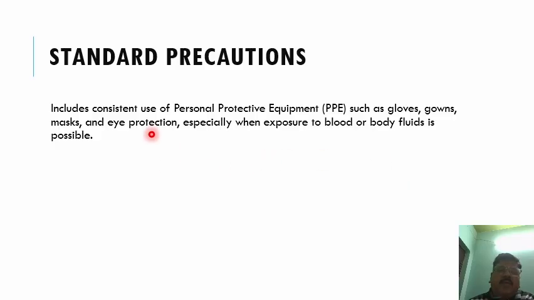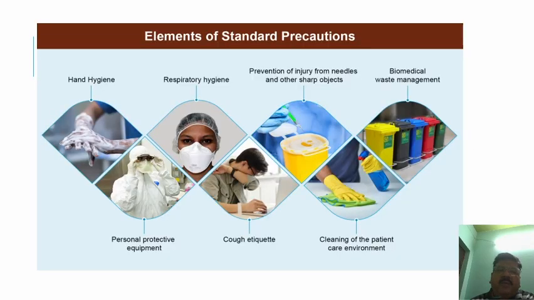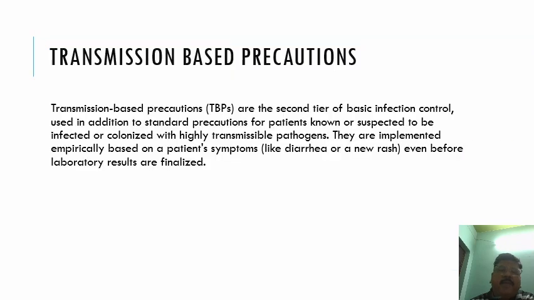Then come to the standard precaution. It includes consistent use of personal protective equipment such as gloves, gowns, mask, eye protection, especially when exposure to body fluid is possible. So, what are the elements of standard precaution? Hand hygiene, personal protective equipment, respiratory hygiene and cough etiquette, prevention of injury from sharp objects, cleaning of the patient care environment, and biomedical waste management.